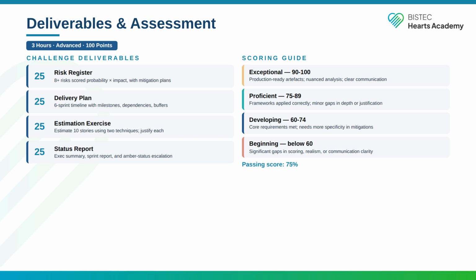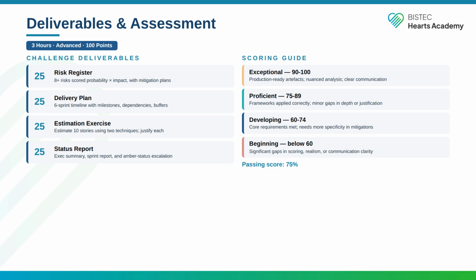Second, a delivery plan. Create a 6-sprint delivery timeline with milestones, dependencies mapped, and buffer allocation shown. Use the milestone structure covered in this session. Kickoff, foundation, feature sprints, hardening and release. Third, an estimation exercise. You will receive 10 user stories. Estimate them using 2 different techniques, for example, story points and t-shirt sizing, and justify why you chose each approach for each story.